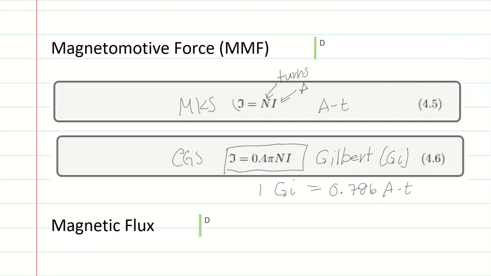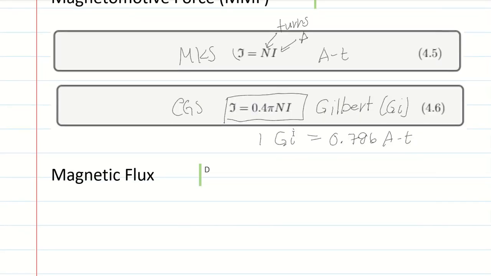So if you are in CGS, meaning centimeter gram second, you use this formula 0.4 pi N times I, not just N times I. You should multiply it by 0.4 pi. If you want to use MKS, you can, but you need to convert all your units into MKS system before you use this formula. You can just memorize one formula if you want. Then this MMF produces a magnetic flux that flows through the magnetic circuit.